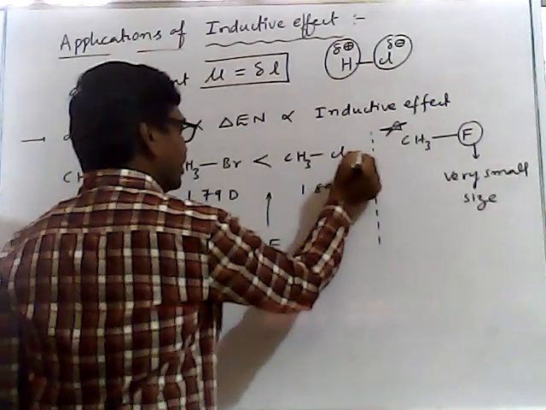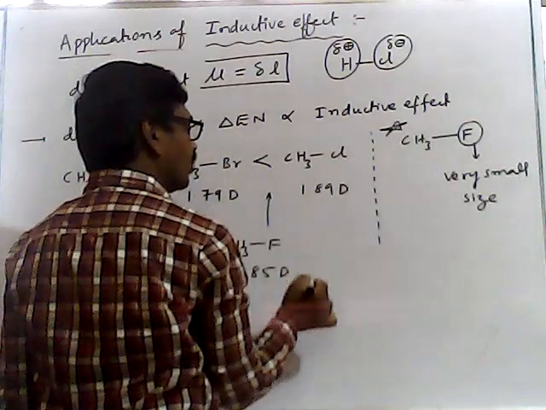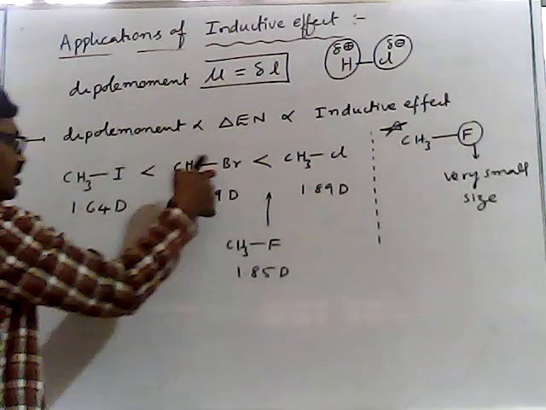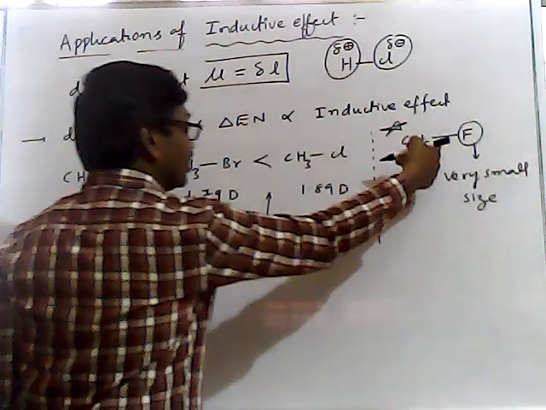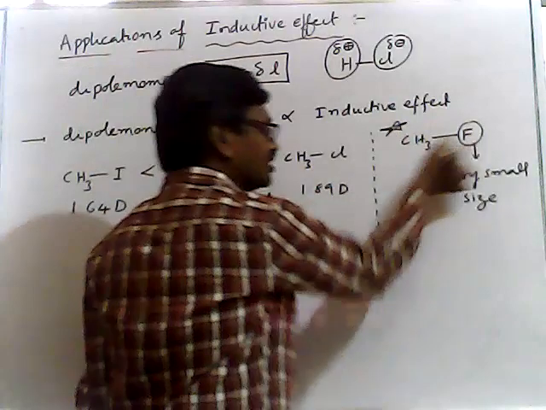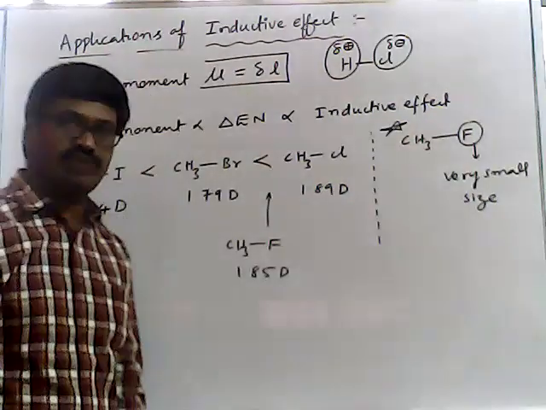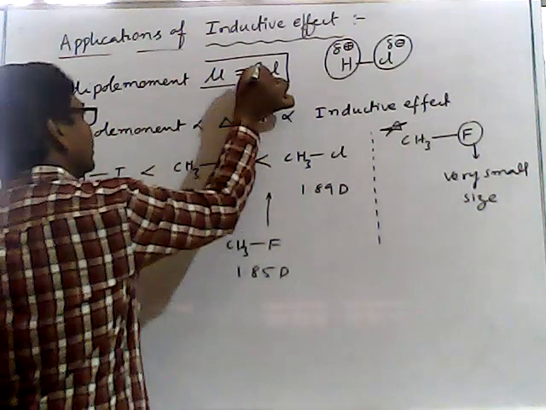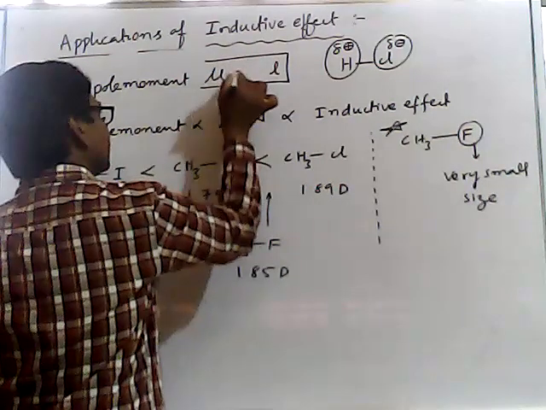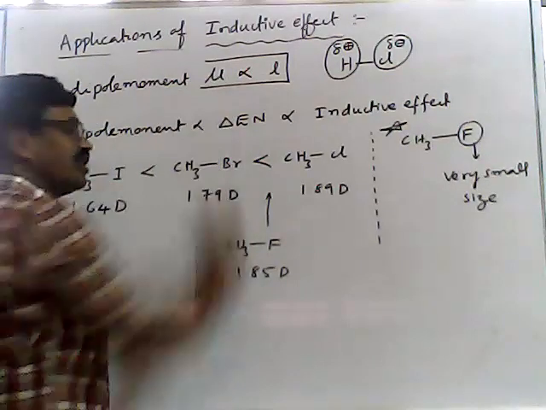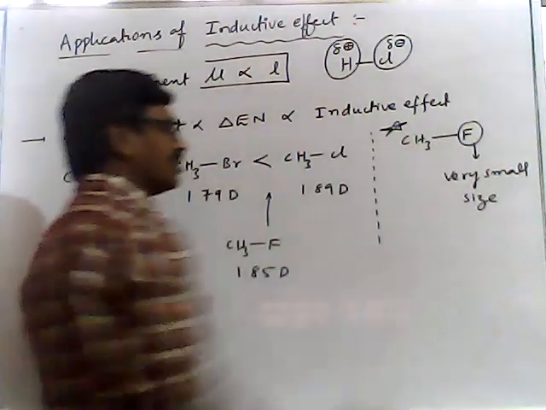Lastly, here we can write methyl fluoride, because here electronegativity difference is less. Here somewhat more, here somewhat more. Here electronegativity is more and more. But at the same time, because of its very small size, the distance between methyl group and fluorine is also very less. If you remove this delta, which is constant, dipole moment is directly proportional to L. If distance is less, dipole moment is also less. This concept we have to apply for methyl fluoride.